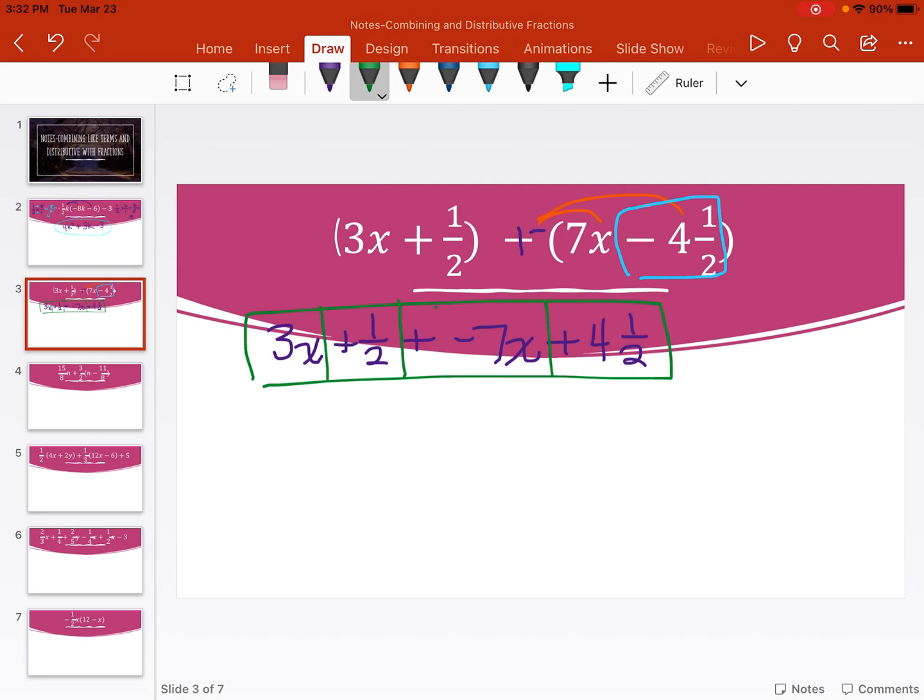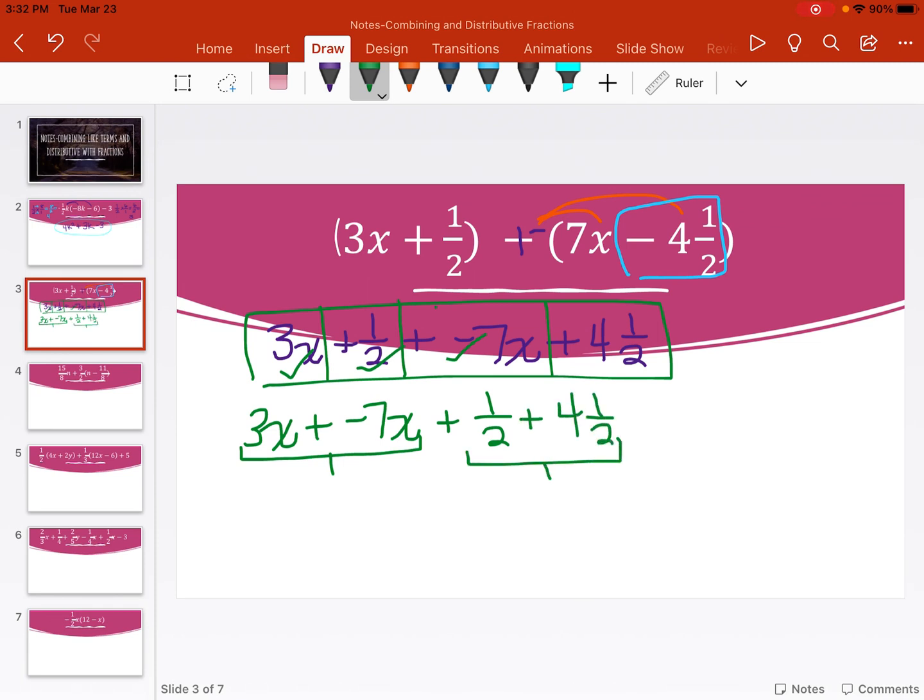And find my families. So I see a 3x and plus a -7x. So there's my x family. Then I've got some constants. So I've got plus 1/2 and plus 4 1/2. Now we can work on combining these like terms. So 3 plus -7, different signs, subtract. So really I'm going to do 7 minus 3, which gives me 4. Keep the sign of the larger number, which was the -7.